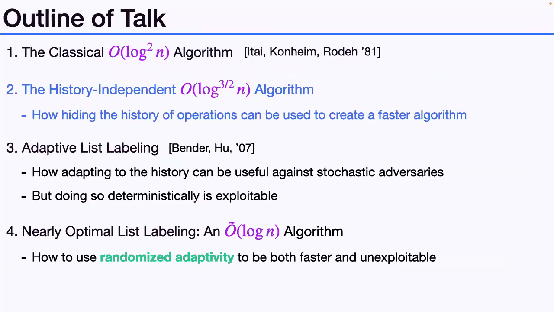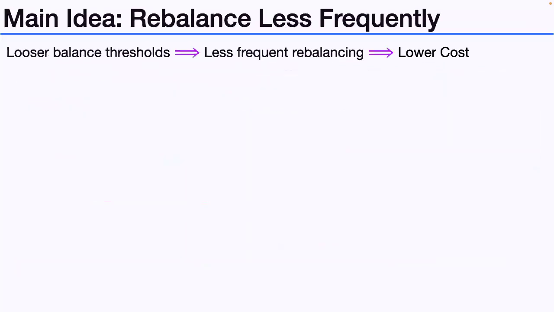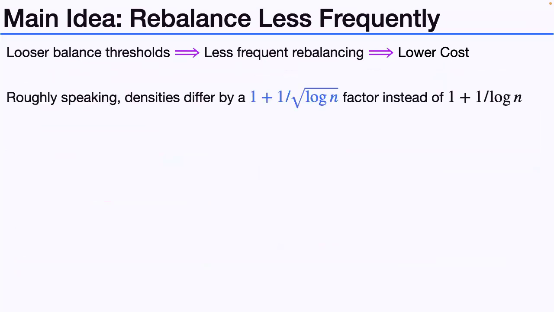Okay, so now let's talk about how we use history independence to speed up this algorithm. So the main idea for that paper is pretty simple. If we want lower costs, we have to rebuild less. And if we want to rebuild less, we need a looser invariant to maintain. So what if instead of saying 1 plus 1 over log n, we have a 1 plus 1 over square root log n factor of density before we trigger a rebuild?